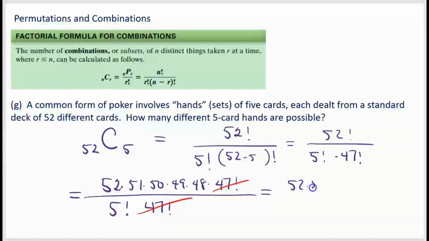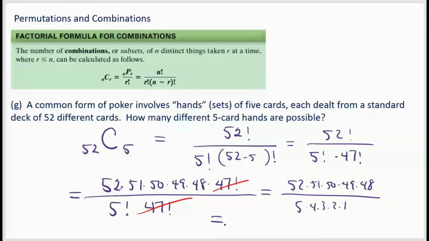That's 52 times 51 times 50 times 49 times 48. The 47 factorial is gone, divided by 5 times 4 times 3 times 2 times 1. If you wanted to simplify at this stage, you could, or you could go directly to your calculator, and I'm just going to type that in. So 52, I'm going to be real careful, times 51 times 50 times 49 times 48, no 47, divided by 5. Now I need to put that in parentheses. That's going to be 5 times 4 times 3 times 2 times 1.